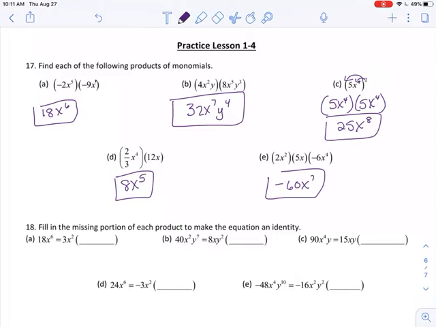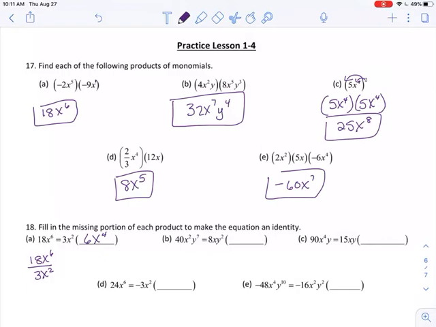All right. 18, I'm going to fill in the missing portion of each product to make the equation an identity. So basically I'm saying 3x squared times what is 18x to the 6th. Or you can think of this as division. 18x to the 6th divided by 3x squared, well, that would give me 6x to the 4th. Because when I am dividing, I subtract those exponents.